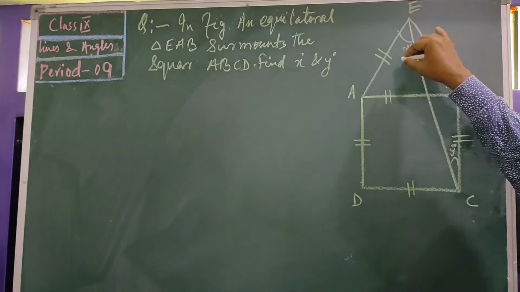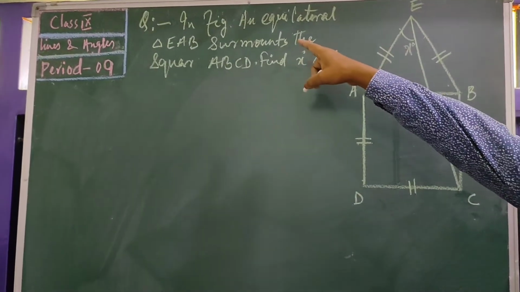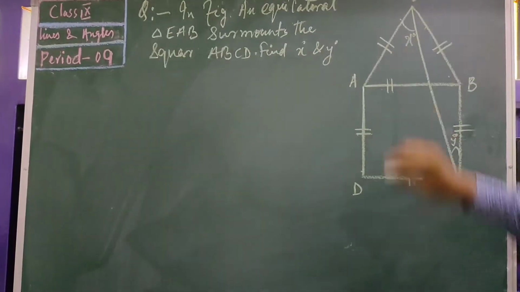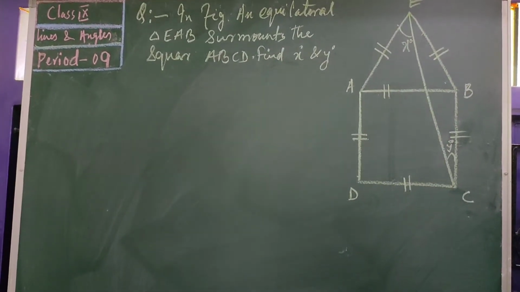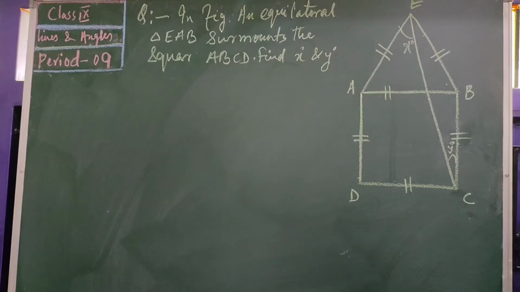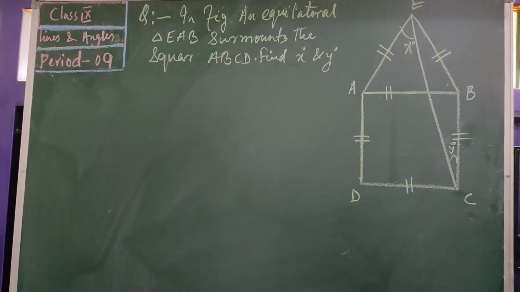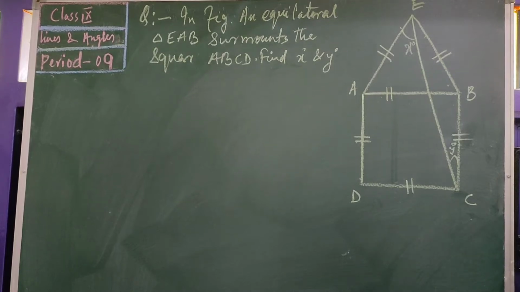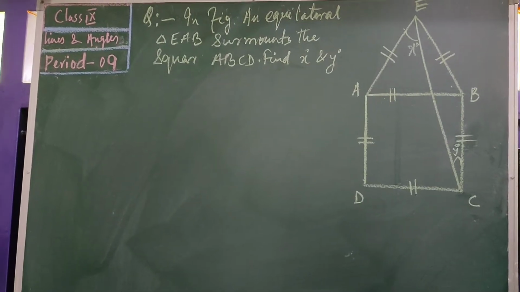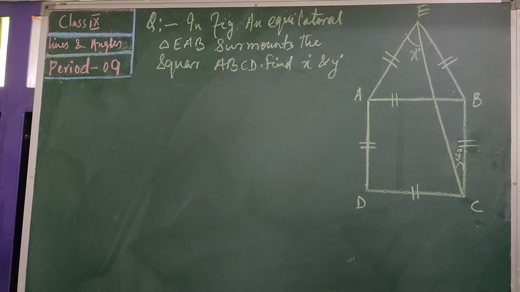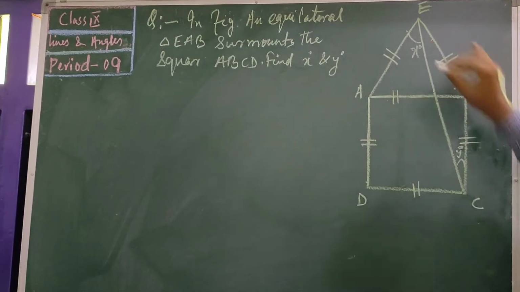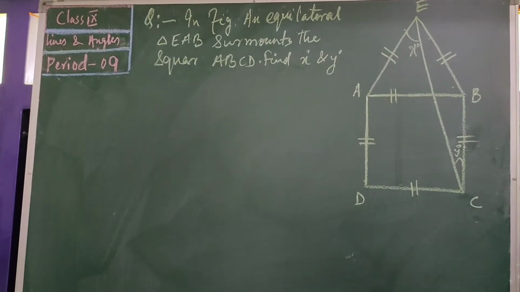In this question it is stated that EAB is an equilateral triangle surmounted on the square ABCD. That means ABCD is a square and EAB is an equilateral triangle, and we shall have to find out the value of x and y.